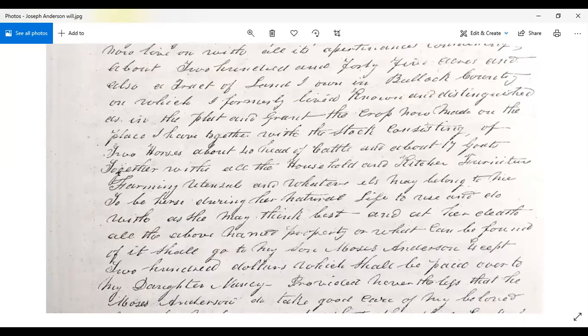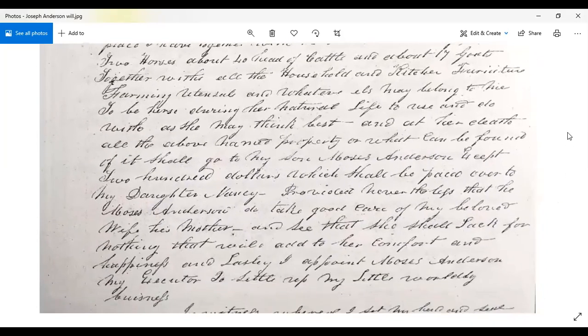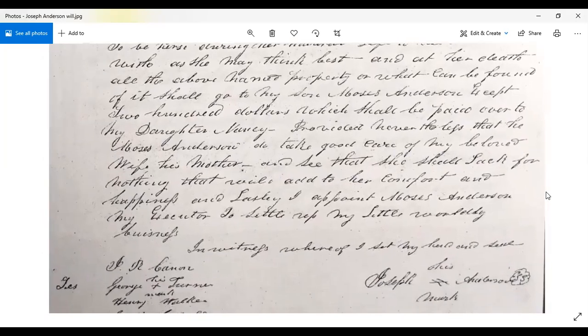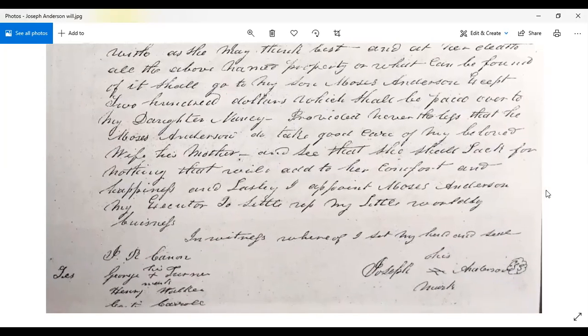Trying to remember where it said. But to make sure that she is comfortable during her life. So one thing this obviously tells us is that she was still alive at the time this was written, not necessarily when he died. There we go, to Moses Anderson to take good care of my beloved wife, his mother. So all of that is left, and then it goes on to leave most of the property after her death and everything to his son Moses.